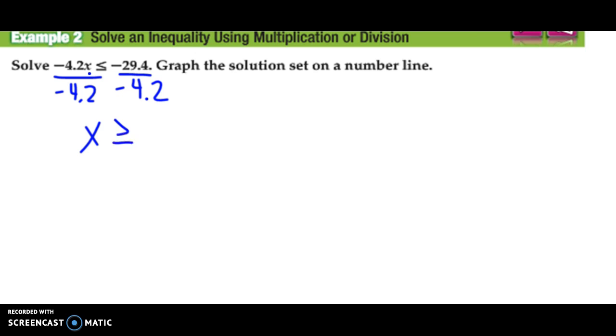And negative 29.4 divided by negative 4.2 ends up being positive 7. So now we have x is greater than or equal to 7. So any value that is 7 or greater, any real number 7 or greater, will work for this inequality. So I make my number line.